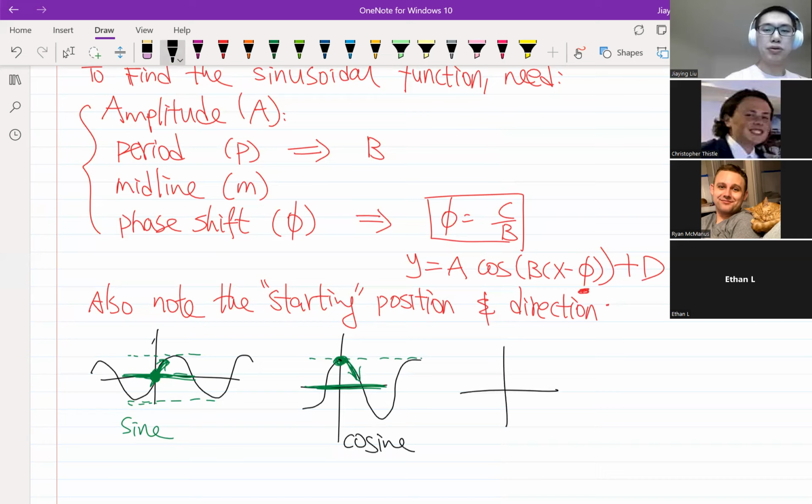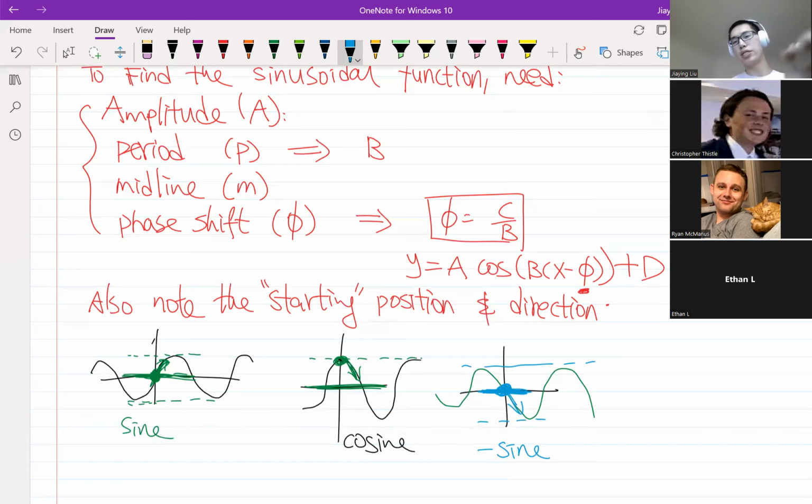And suppose I have another graph that looks like this. It's going down, going up, and left is going up. So it starts at the midline. So suppose this is my starting point. It's starting on the midline, but instead of going up like sine, it's actually going downwards first as it moves to the right. So this will be negative sine.